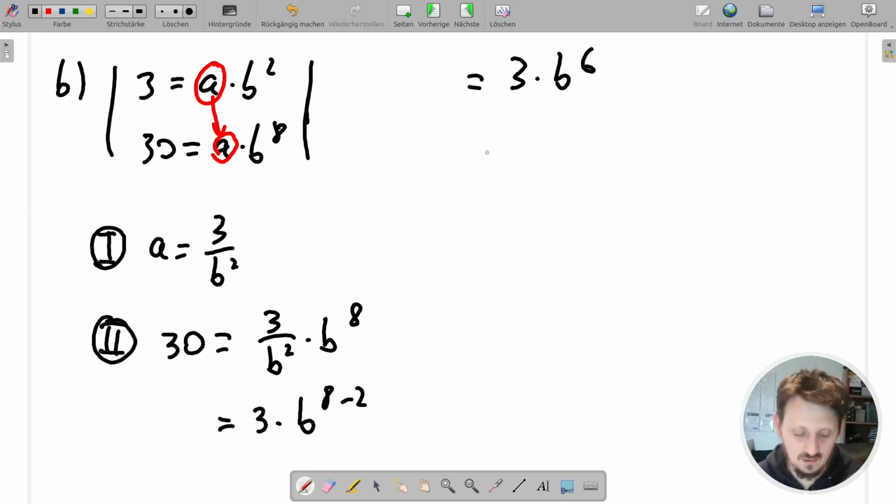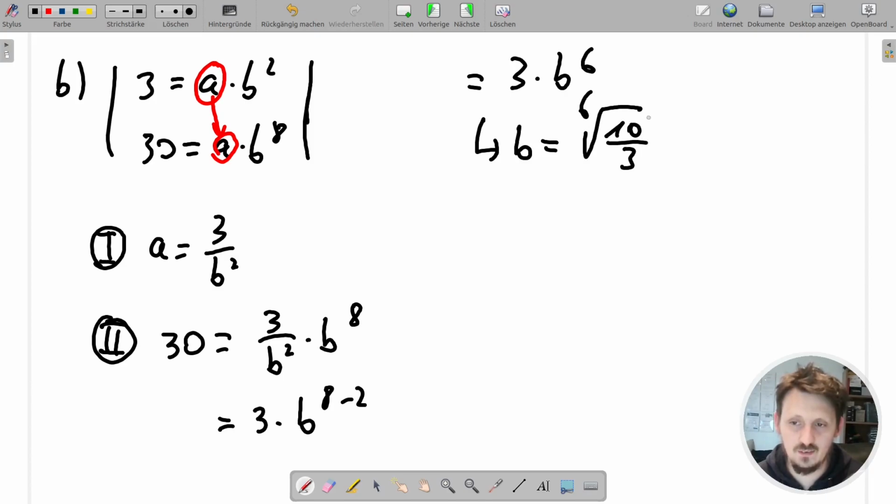Okay, and then the only thing we have to do is, we have one parameter here. A we have given already, so b we have to find out. So we have to solve this for b. This gives b equals the 6th root of 10 divided by 3. And again, it's very difficult to calculate this by hand, so I have done this again with the help of a calculator. And this gives a value of 1.222.